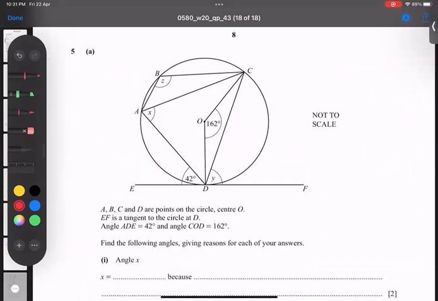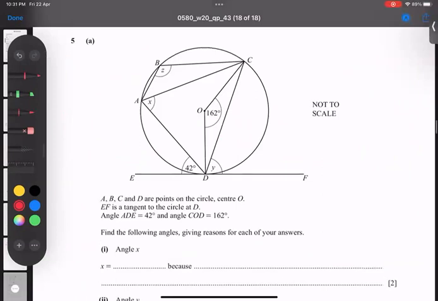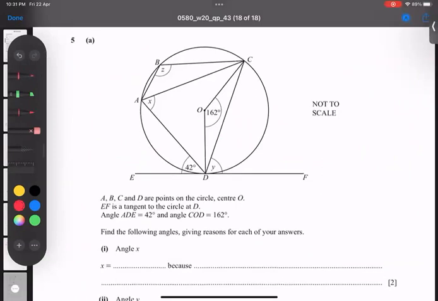Bismillah ar-Rahman ar-Rahim. What his first question is asking for, he is asking for reasons also. And you know, sometimes he asks for reasons, so 1 mark for a reason. Okay, let's start. How to get x? So where is x? And before I start, I just want to make an idea here.